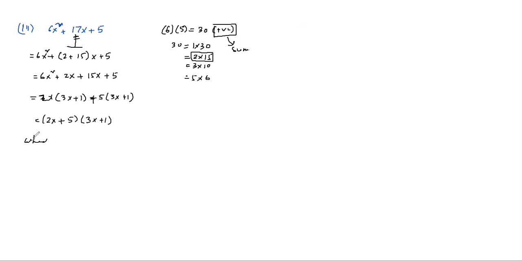Right? Which is the required factorization? This is your factorization. And now the zeros. How will you do it? Equating these two quantities to 0. The zeros are: one will be minus 5 by 2 and the other one will be minus 1 by 3.